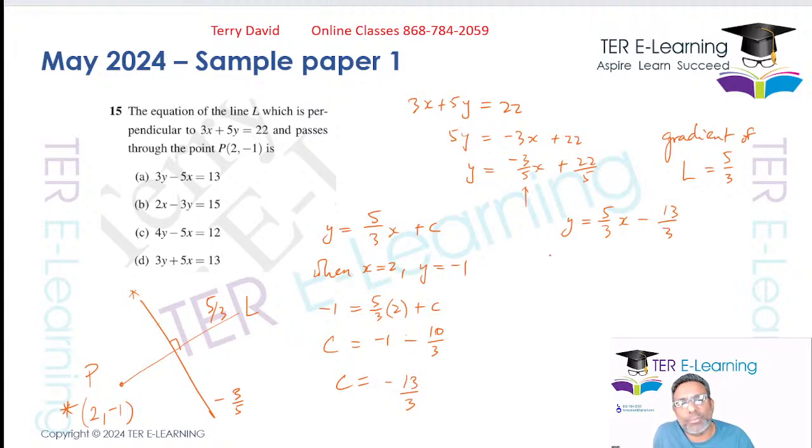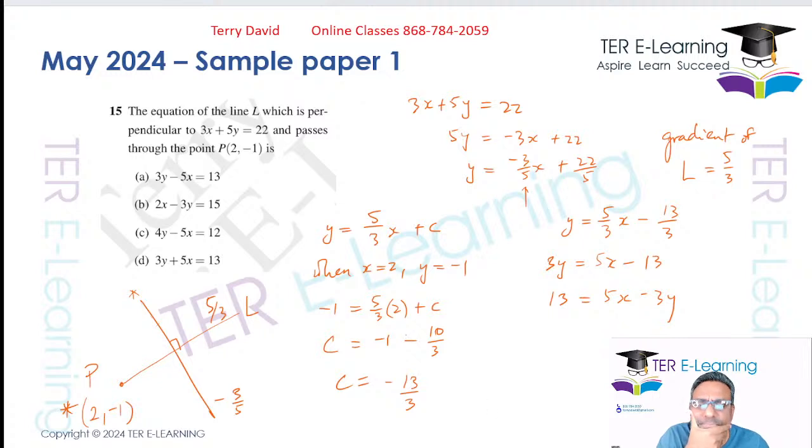So what you're going to do is multiply everything by 3. So you're going to get 3y is equal to 5x minus 13. Any answer looking like that yet? Well, all the answers have positive 13, so we put 13 here is equal to 5x minus 3y.